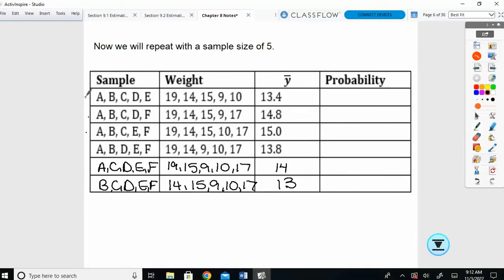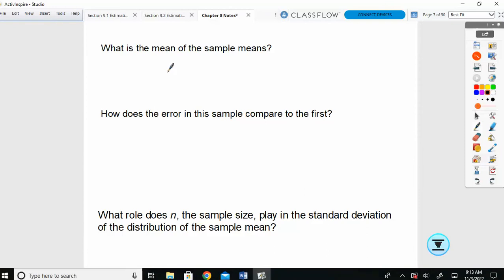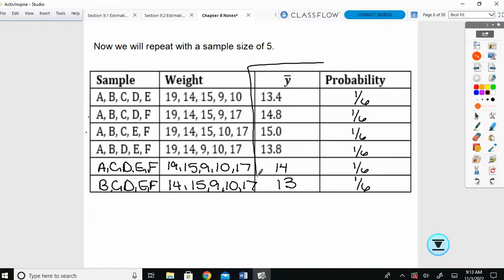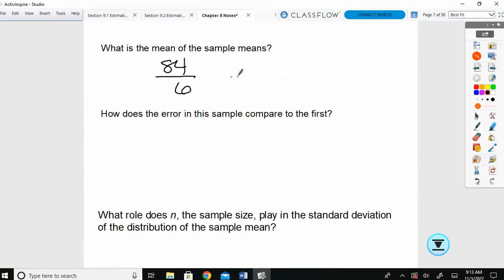So how many different combinations, how many different groups could we form? 6. So the probability of each of these things is 1 in 6. Did I repeat any of my means this time? No. Everyone was different. They all had an equal probability of 1/6. Okay, so let's ask a question. What is the mean of the sample means? So if I want the mean of this, you have to add up all of those and divide by 6. And we get 14 again.